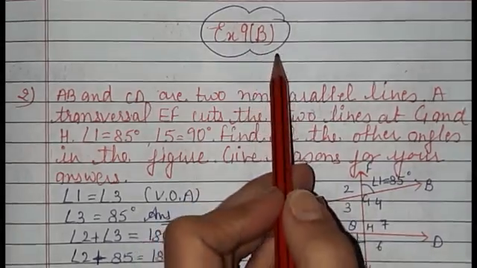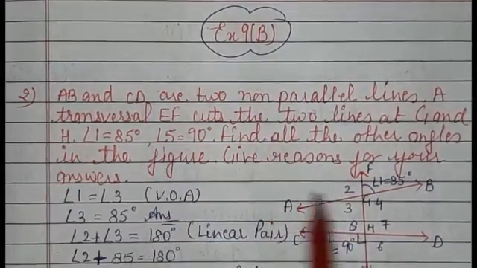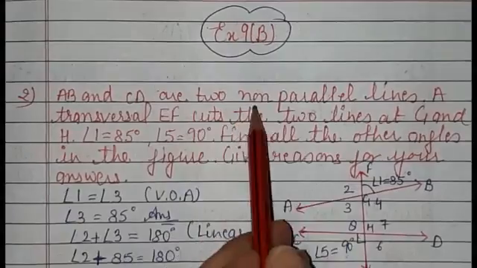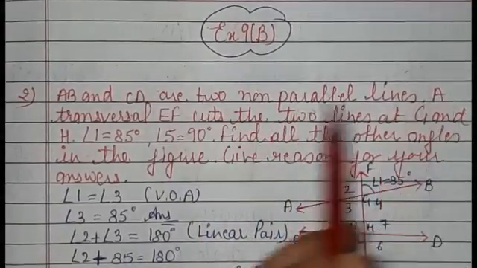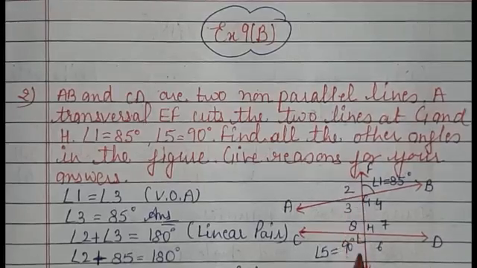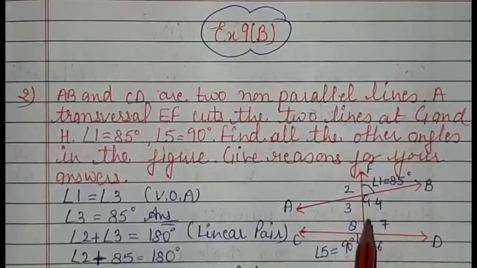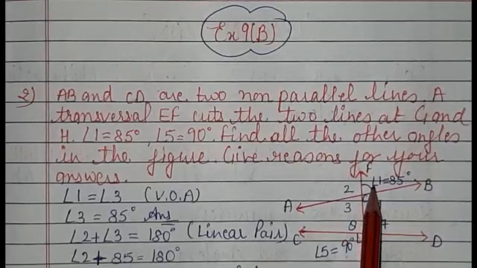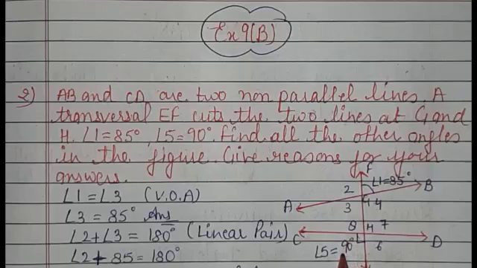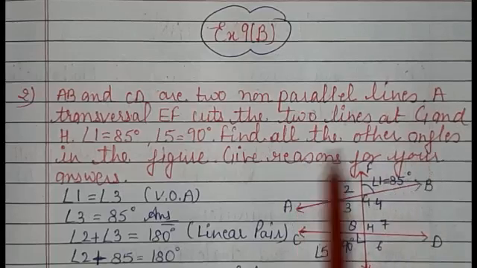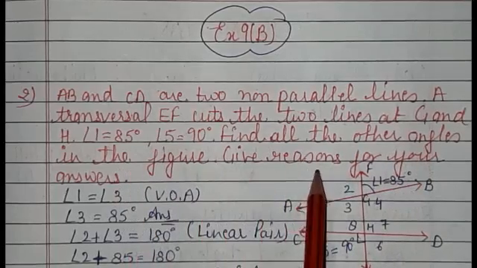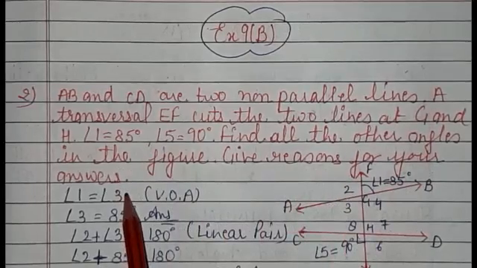Come to exercise 9B, second numerical. AB and CD are two non-parallel lines. A transversal EF cuts the two lines at G and H. Angle 1 is 85 degrees, angle 5 is 90 degrees. Find all the other angles in the figure. Give reasons for your answers also.